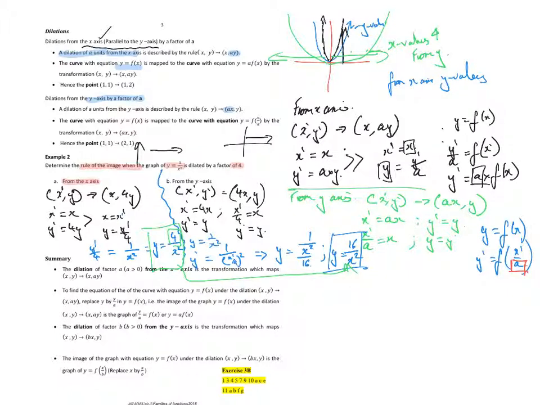So the key points: the a at the front, that's from the x-axis, okay? So the y value is increasing. And the function x on b, that's by a factor of b from the y-axis. So we've got to be really careful about those dilations.